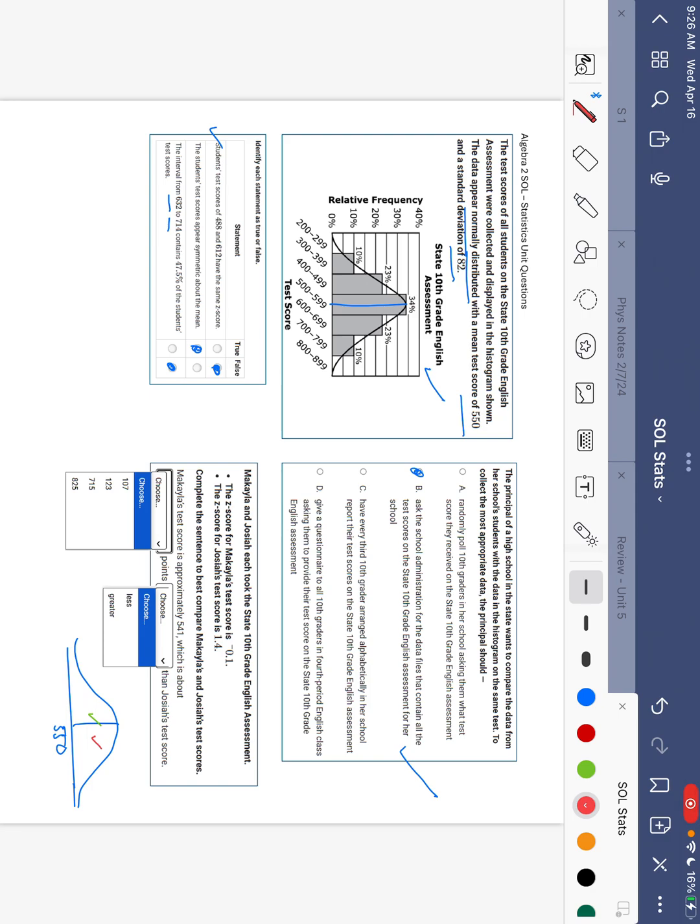Which is about something points. Well, you know that her score is going to be less than Josiah's score because Josiah was above, but we need to go ahead and find her score. So Michaela, remember z-score is the x minus the mean over the standard deviation. So her z-score is negative 0.1. The mean and the standard deviation are known to us. That's 550 and 82, and I just don't know what her score was. All right, so I'm gonna have to multiply 82 by negative 0.1, and then I'm gonna add 550.